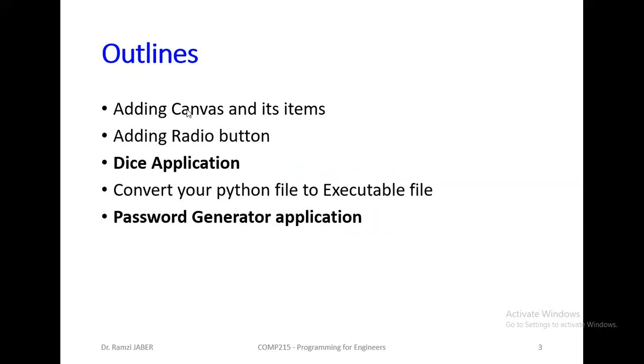We'll talk about how to add a canvas and its items, how to draw inside the graphical user interface, inside the window. We'll talk about radio button as an example, input and output using function. Then we'll make the first application, the DICE application. Then, optionally, you can convert any Python file to an executable file, to be run on another computer without Python, okay? .exe. So we will convert a .py file to .exe. We'll finish with another example application called the password generator application. Okay, so we'll go very fast about everything.